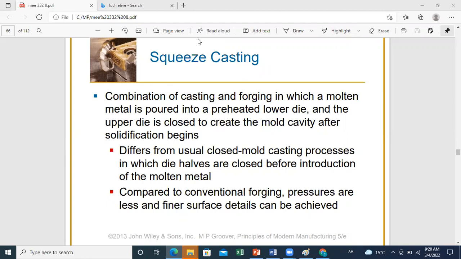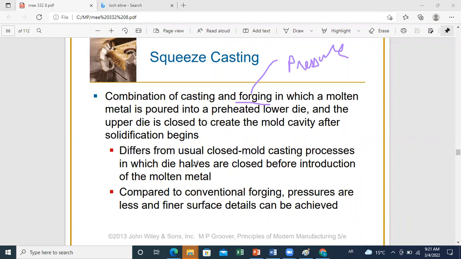If you remember when we talked about forging processes, they consist of applying a certain pressure, and we'll see this in detail in future chapters. We'll discuss forging techniques in which a molten metal is poured into a preheated lower die, and the upper die is closed to create the mold cavity after solidification begins. Now, this process differs from the usual closed mold casting, in which die halves are closed before introduction of the molten metal.